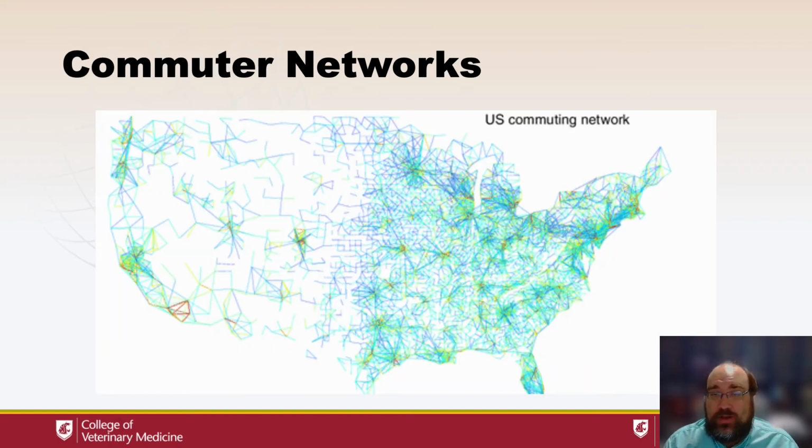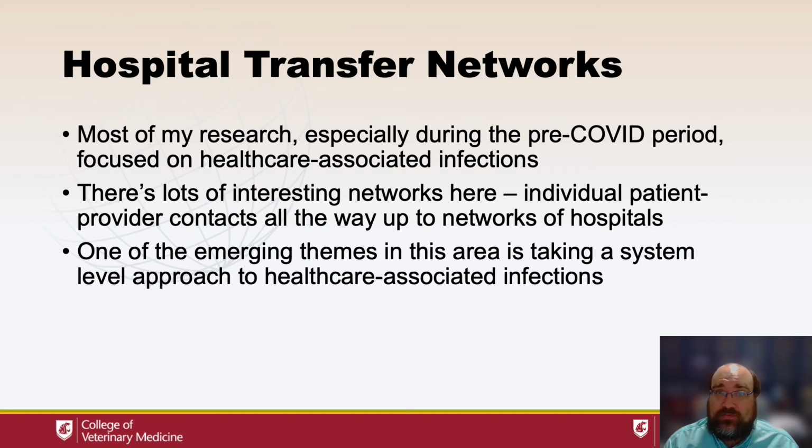We can think about commuter networks in the United States. So this is a commuter network generated from census data. We can think about hospital transfer networks. So in my research, especially during the pre-COVID period, I was very interested in healthcare-associated infections. There are lots of interesting networks here. Individual patient-provider contacts produce a network, all the way up to networks of hospitals that are transferring patients between each other. One of the emerging themes of this area is taking a system-level approach to healthcare-associated infections. So not just considering this as an individual failing of a doctor to protect their patient, but how do we do this as a healthcare system?